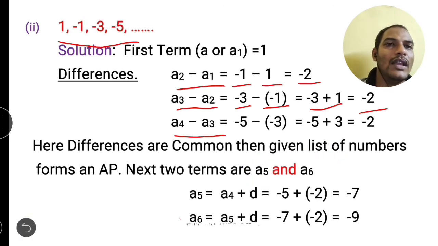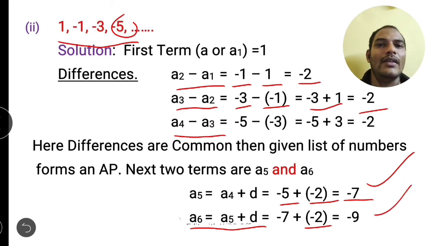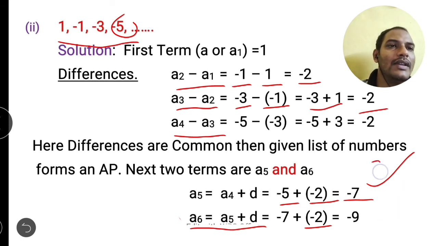So let us find A5. A5 means A4 plus D. A4 is given in the question, that is minus 5. So A4 equals minus 5, plus D equals minus 2. Minus 5 plus minus 2 is minus 7. Next, A6 equals A5 plus D. A5 is minus 7 and D, the common difference, is minus 2. So minus 7 plus minus 2 is minus 9. So the next two terms are minus 7 and minus 9.